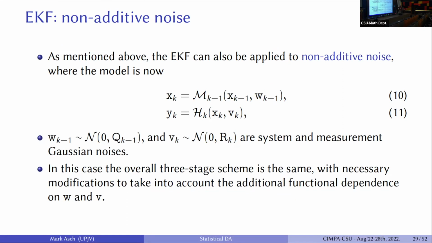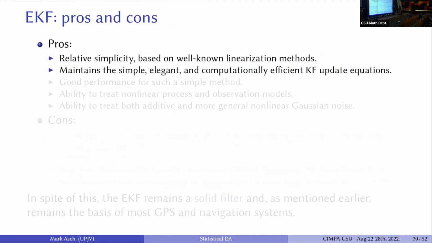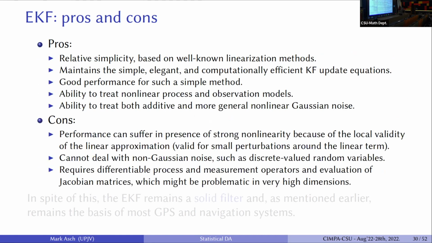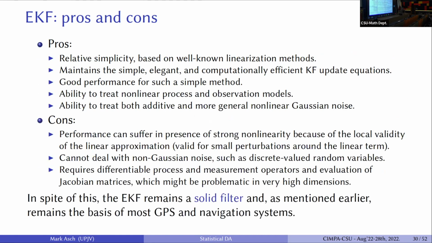Okay, there are some necessary modifications to take into account the functional dependence on W and V, but this just shows that the extended Kalman filter, which is a linearization of the nonlinear system, can also deal with multiplicative noise, which is not the case for the usual Kalman filter. Anyway, I won't go into this, but there are a lot of advantages and disadvantages, and it becomes quite technical why one should or shouldn't use an extended Kalman filter.